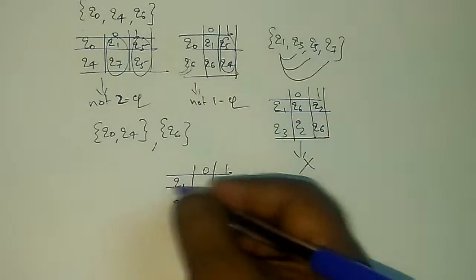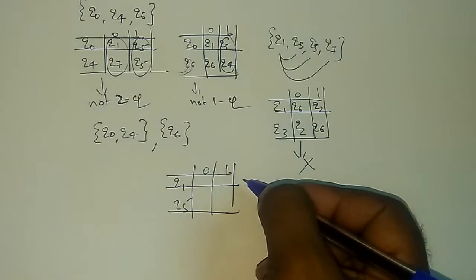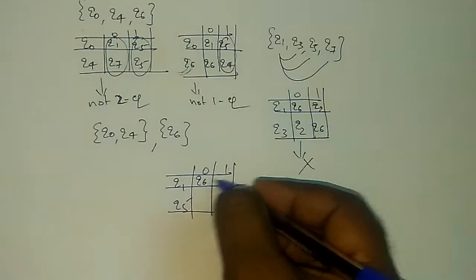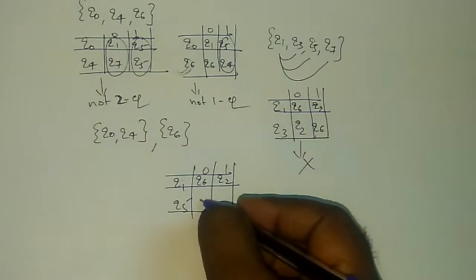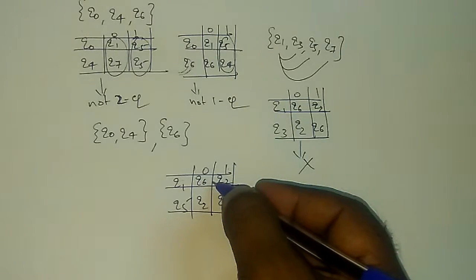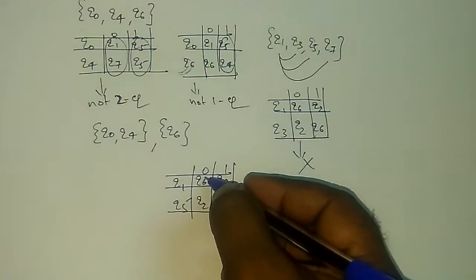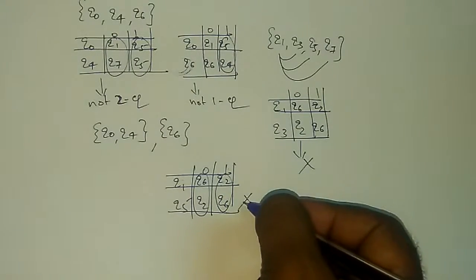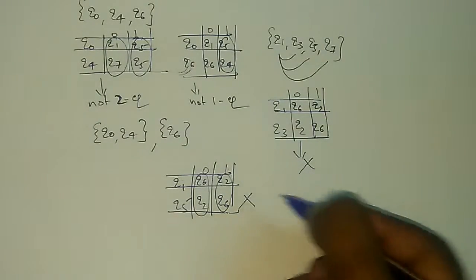Next, Q1 is compared with Q5. Inputs are 0 and 1. So Q1 on 0, Q6, Q2, Q2, Q6. So Q6, Q2, this belongs to another set. Q2, Q6 also belongs to another set. So it is not equivalent.